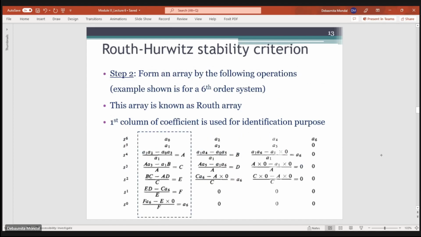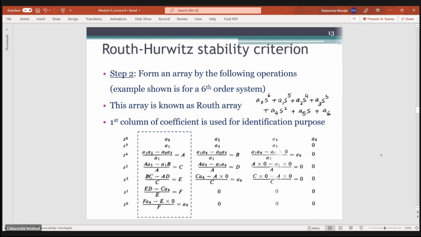Okay, so let us say that you have been given a 6th order polynomial. The 6th order polynomial will be like A0 s to the power 6 plus A1 s to the power 5, and so on. So this is the 6th order polynomial which is provided to you. Okay, so let us see how to make the Routh array first.